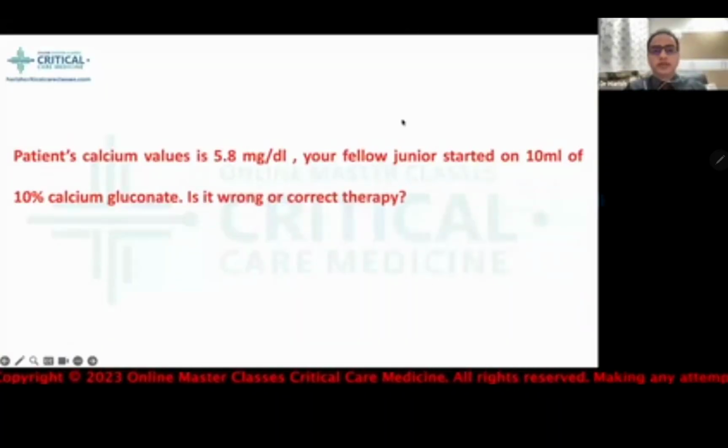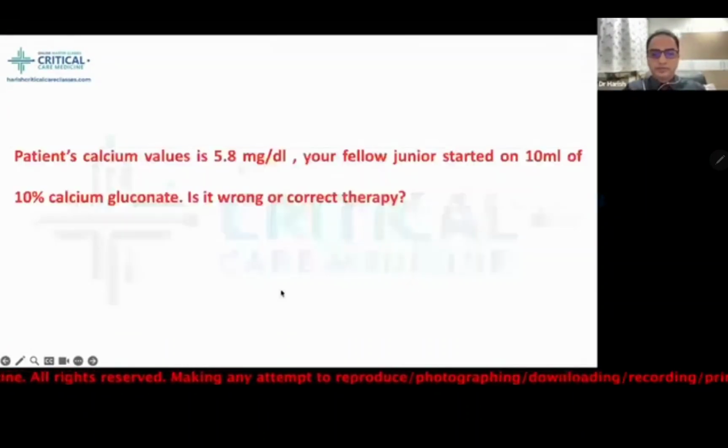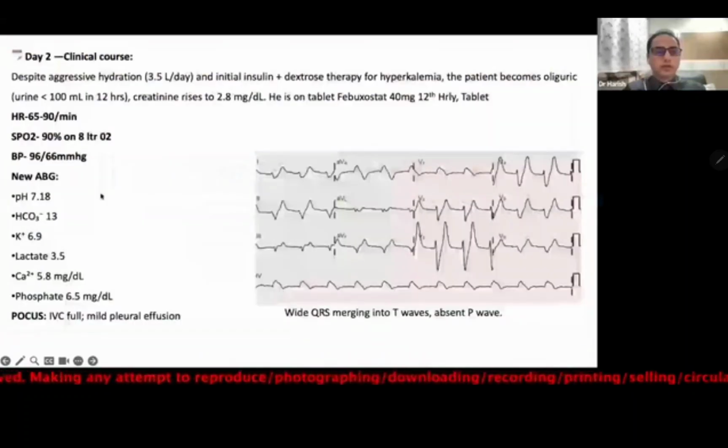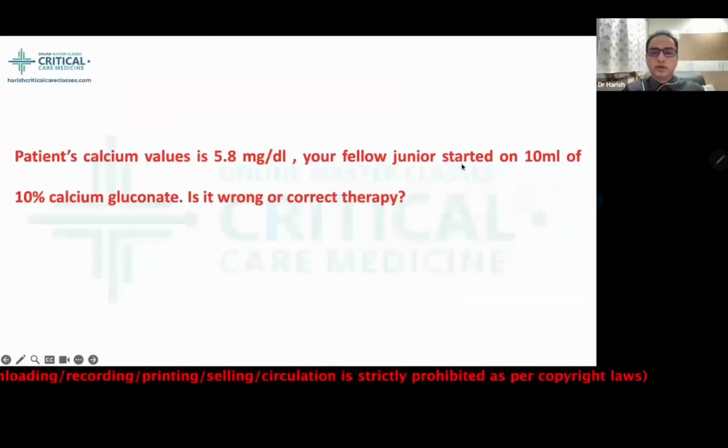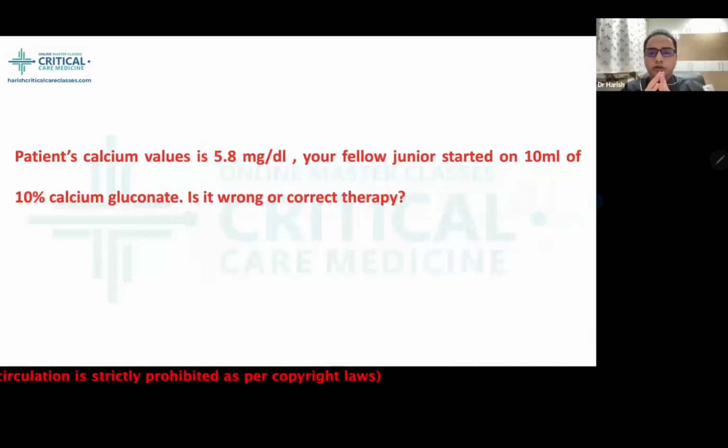Okay. So the patient's calcium is 5.8. As we saw the value of calcium, here it is 5.8 milligram per deciliter. Phosphate is 6.5. So what your junior fellow has done, he has given 10 ml of calcium gluconate 10%, given over 10 minutes. So is it a wrong or a right practice when we have a calcium of 5.8 milligram per deciliter? Okay, so what is your answer?